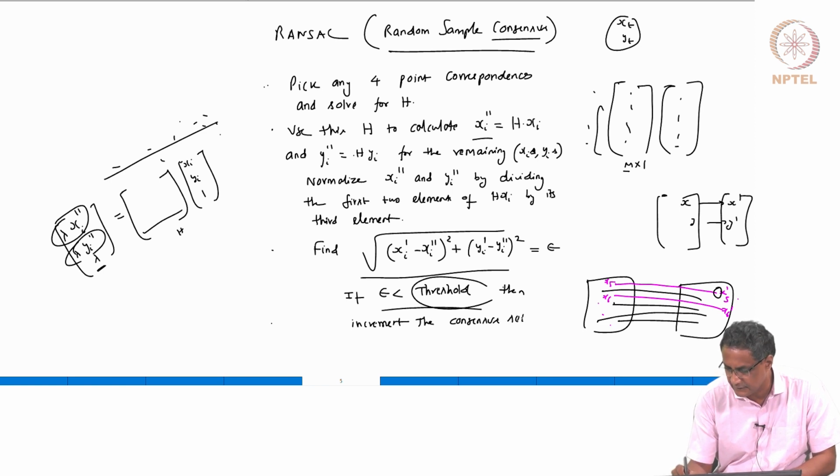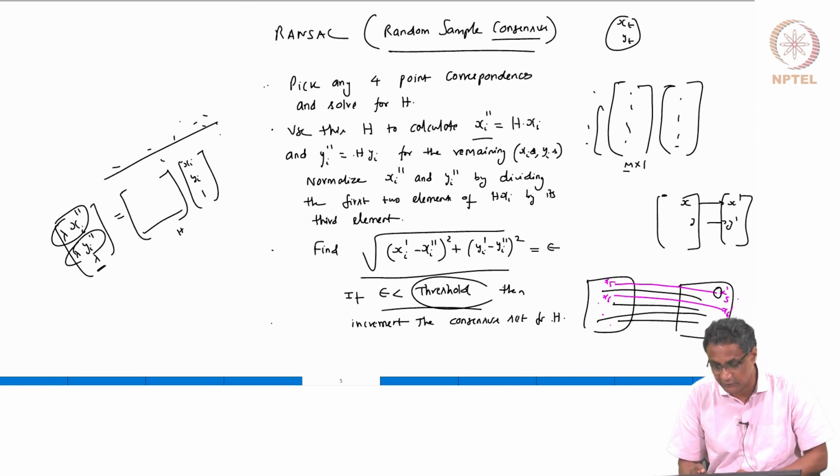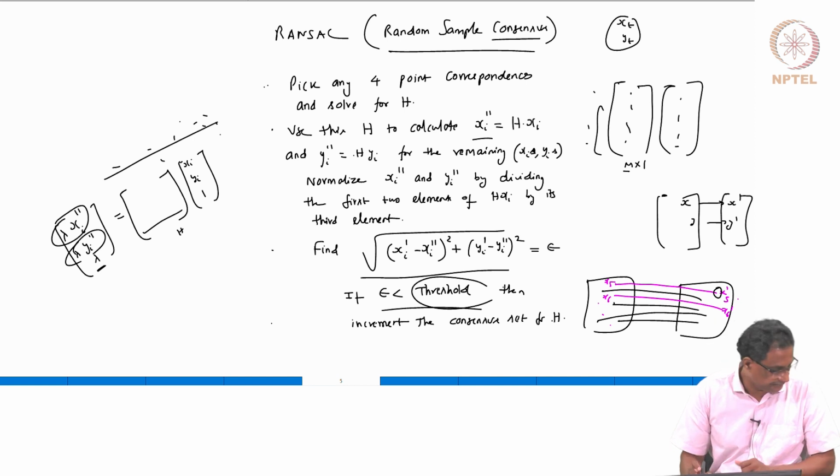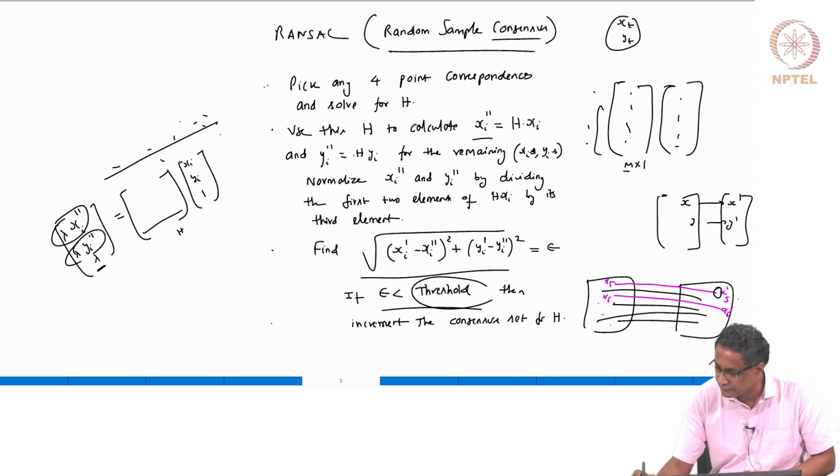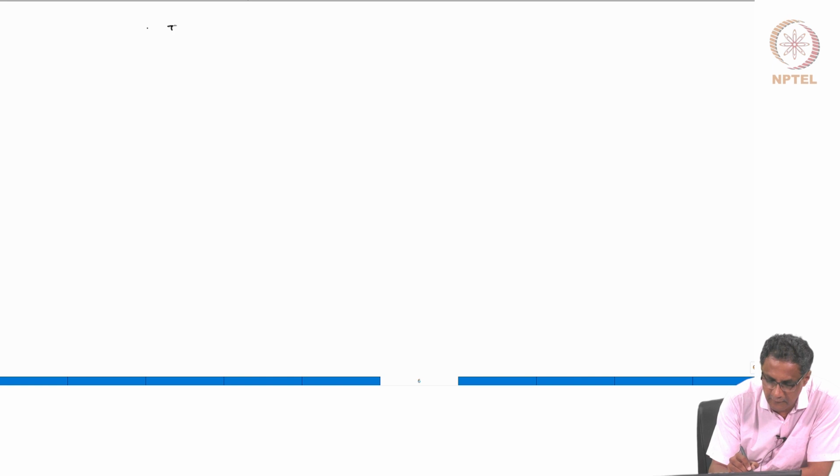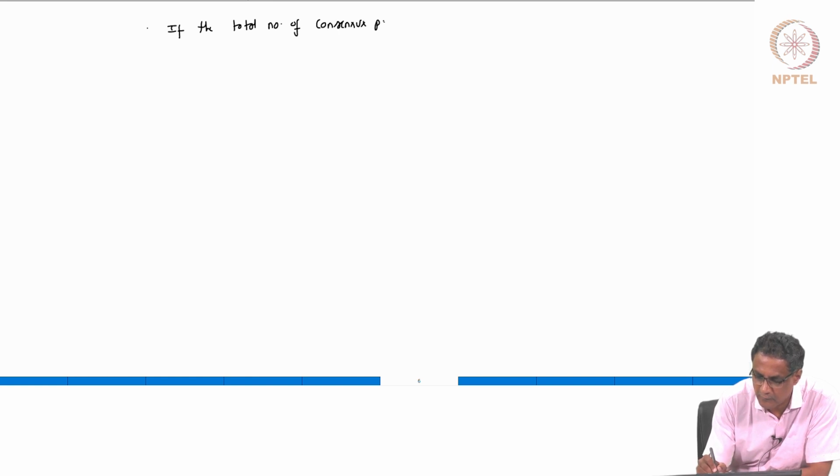Yeah, exactly, the consensus set for that H that you derived from those 4 point correspondences. And now, if the total number of consensus points is greater than a threshold, again, these are some hyperparameters that you should have, but these are pretty robust.